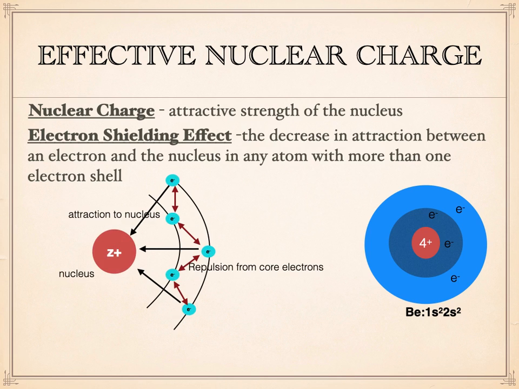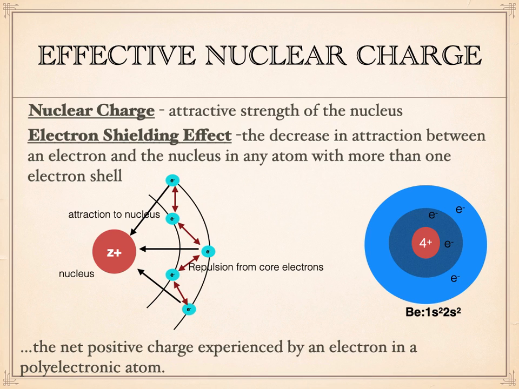And so here's another image of what this looks like. Here you have electrons in different energy shells. They all have this kind of positive attraction to the nucleus, but the outer electrons, that positive attraction is being mitigated by the repulsion of the electrons in the lower energy levels. And so what is effective nuclear charge? Well, it's the positive charge experienced by electrons in any polyelectronic atom, more than one electron, that results from electrons in the outer energy levels being shielded by electrons in the inner energy levels.